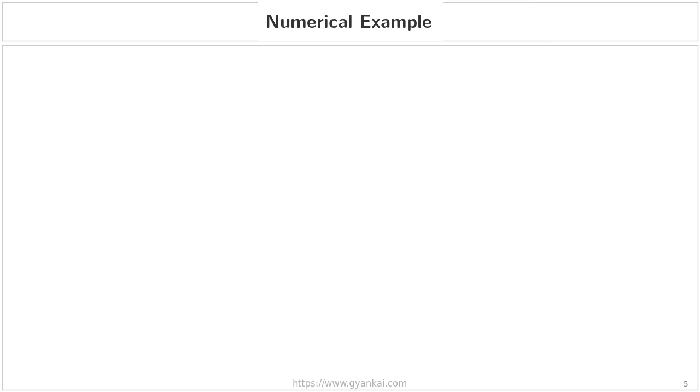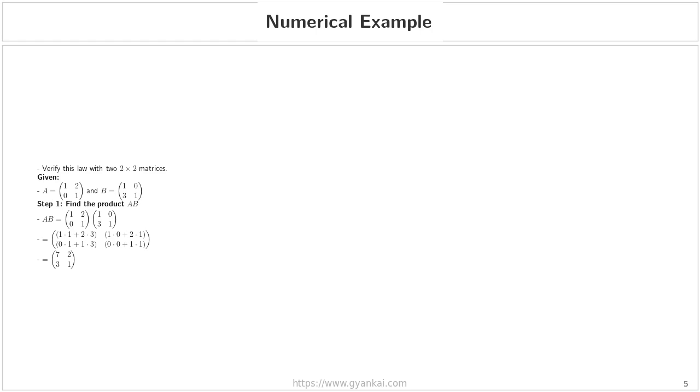Numerical example. Now that we have discussed the theoretical proof and the conceptual analogy of the socks and shoes, let us move on to a numerical example to verify the reversal law in practice using 2x2 matrices. First, let us look at our given matrices. Matrix A consists of 1 and 2 in the first row and 0 and 1 in the second row. Matrix B consists of 1 and 0 in the first row and 3 and 1 in the second row. We will begin with step 1.